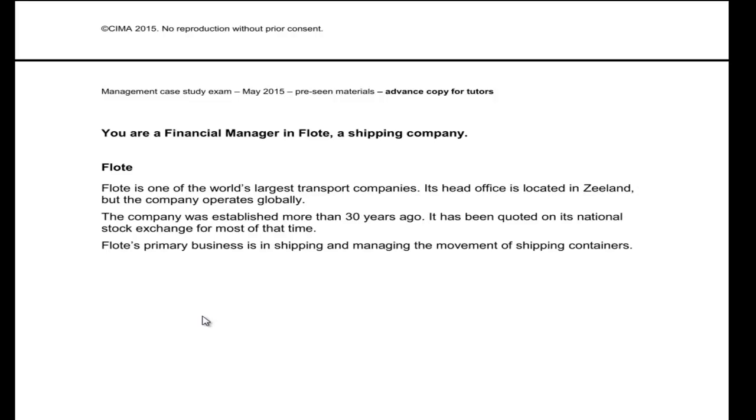And in fact, there's a lot of information here which is very relevant to the company, and particularly from a background, from a building block perspective, there's a lot of issues you can pick out here which will be focusing your mindset as you progress through the rest of the case study. So look at this big first sentence here. So you are a financial manager in Flote.